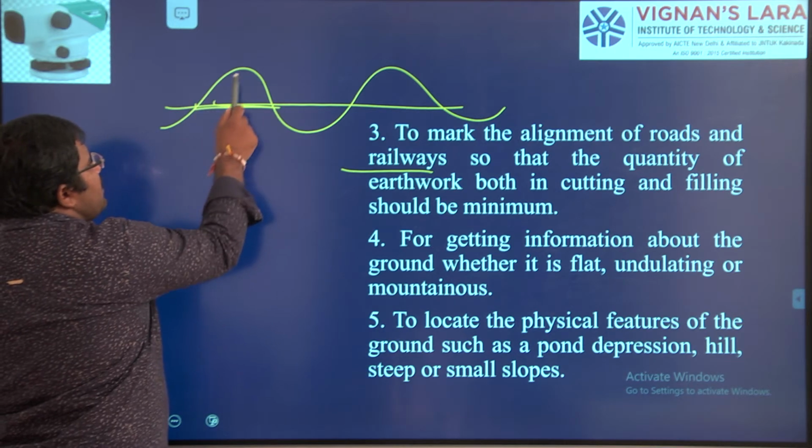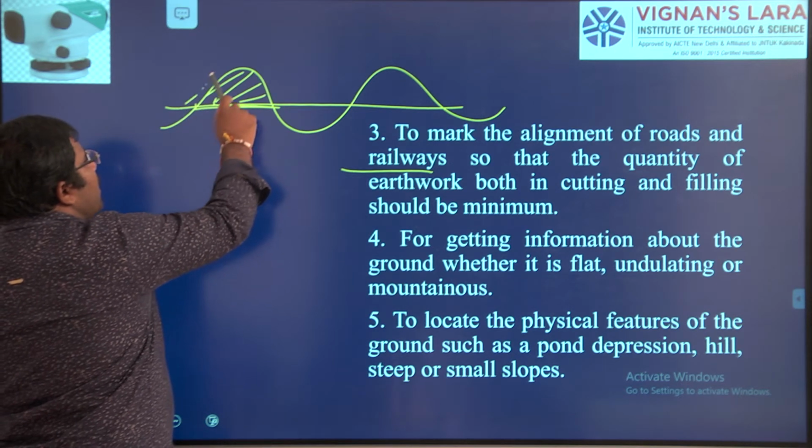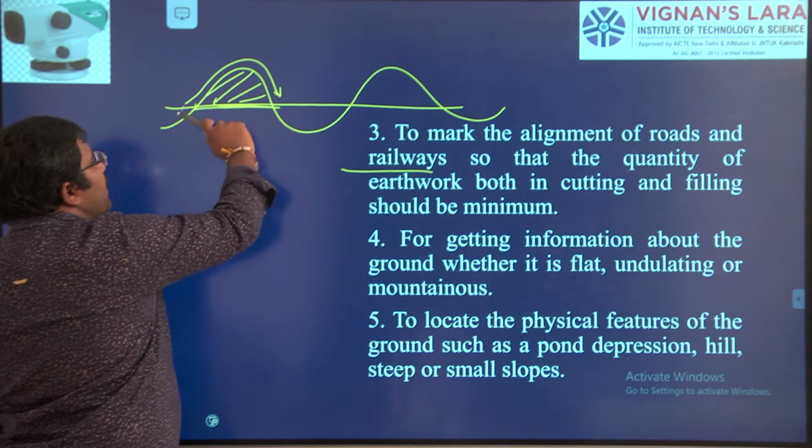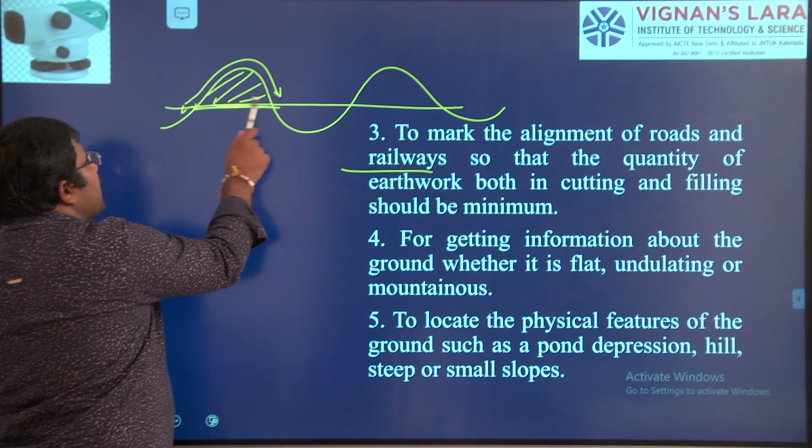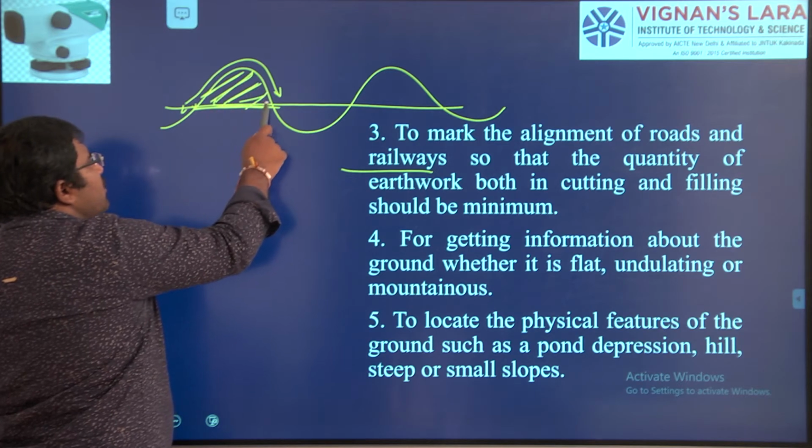Whenever this is the hill, right? In this case we can't make a railway line like this or a highway like this. What we are going to do normally is cut this, right? We are going to cut this.